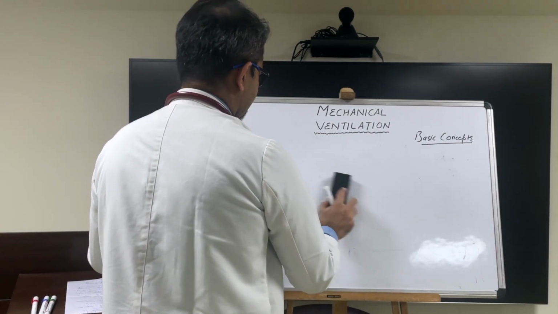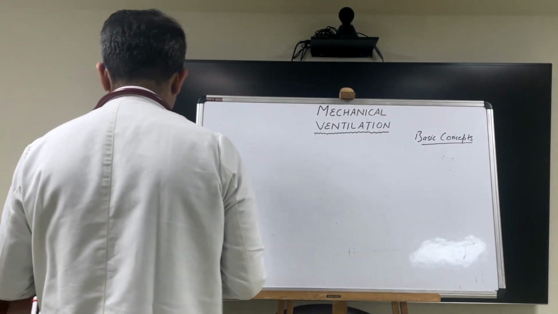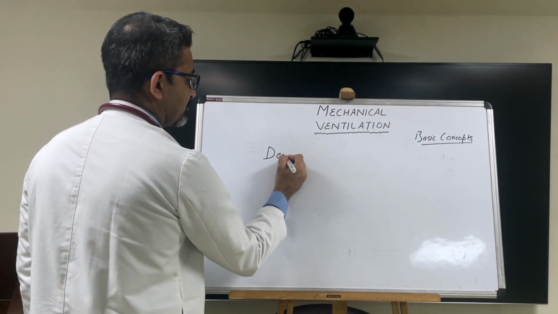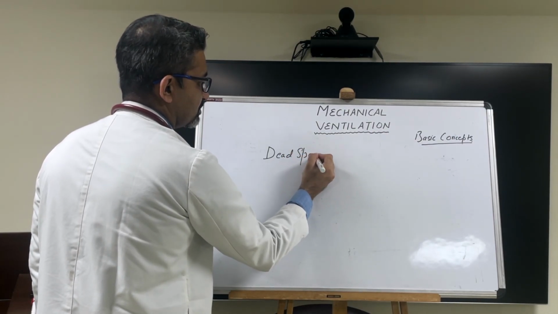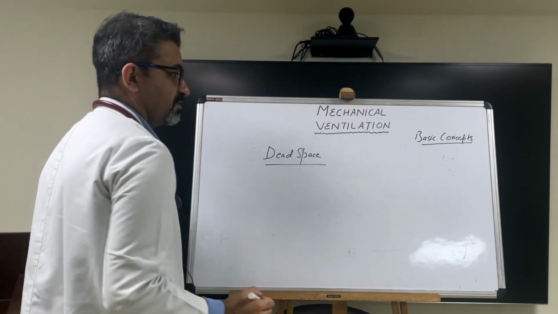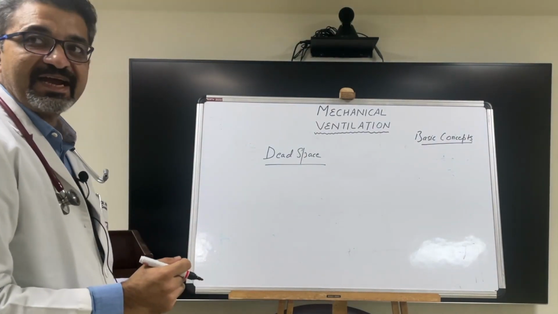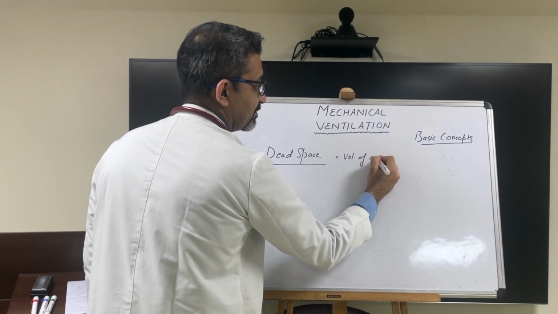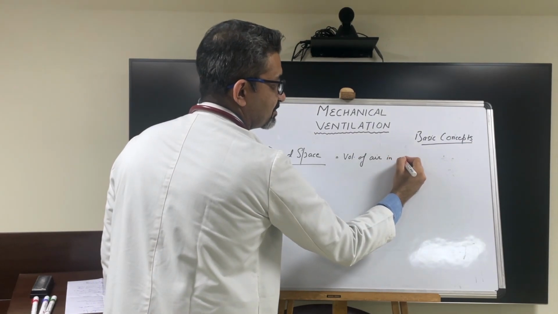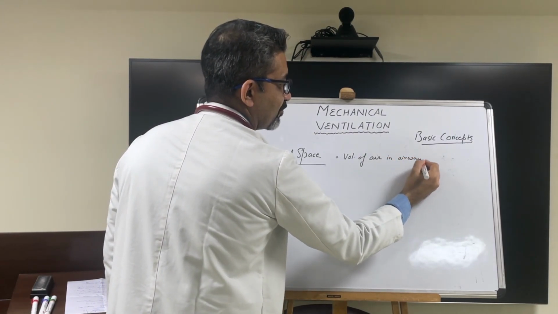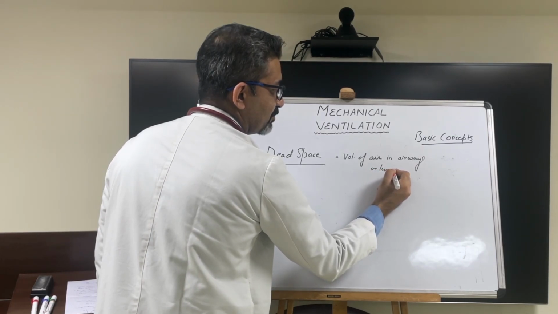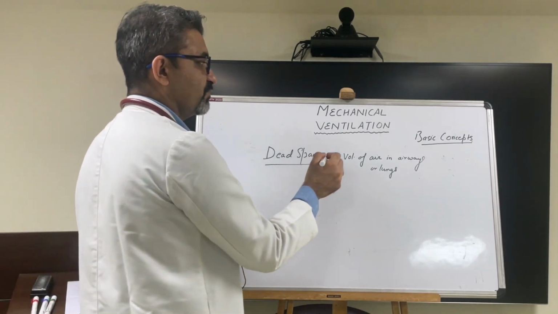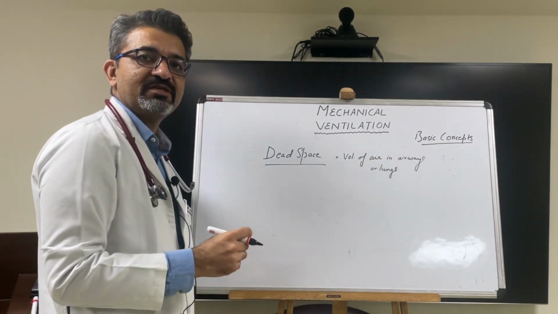Once we have an idea about volumes and capacities, we can try to learn something about dead space. What is dead space? This term is often used when we talk of respiratory physiology. Dead space is that volume of air in airways or lungs which do not take part in respiration.